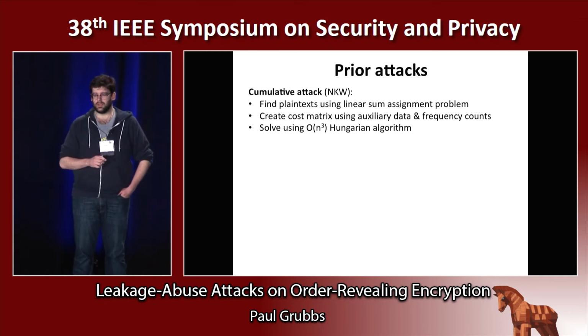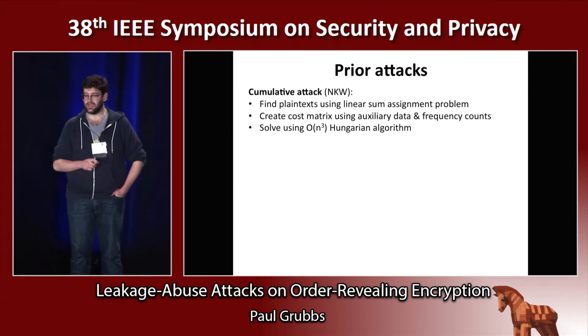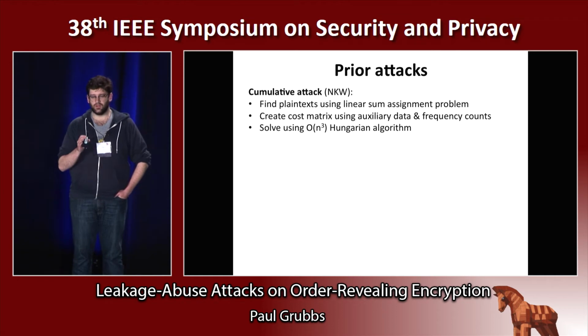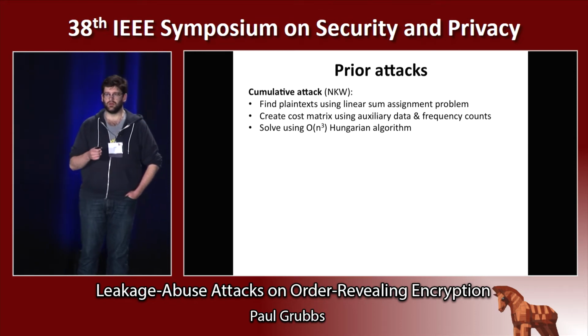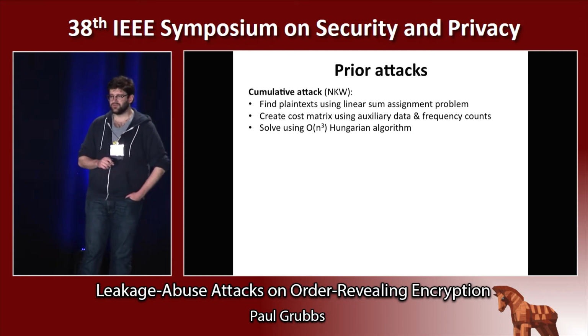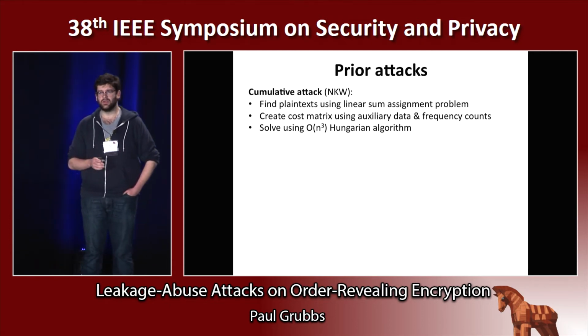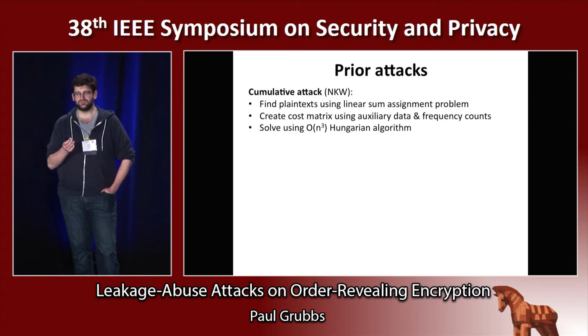Prior work at CCS 2015, Naveed, Kamara, and Wright, presented an attack against this leakage, which they call the cumulative attack. It uses what's called a linear sum assignment problem, a standard problem in optimization, to model the plaintext recovery operation. I'm not going to describe in too much detail what they actually do. It's a little technical, but basically they create a matrix of costs which represent the cost of mapping ciphertext to plaintext. The elements in this matrix are generated using the relative frequency of the elements of the ciphertext and the auxiliary data.